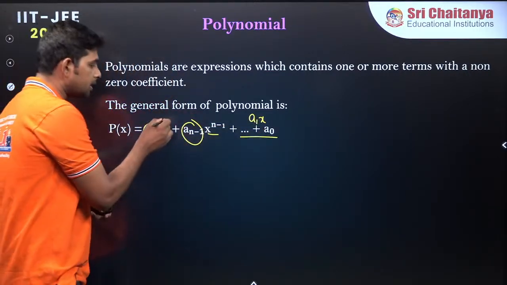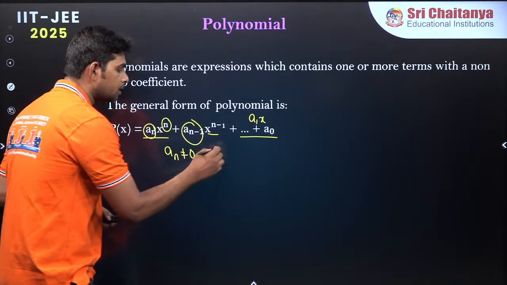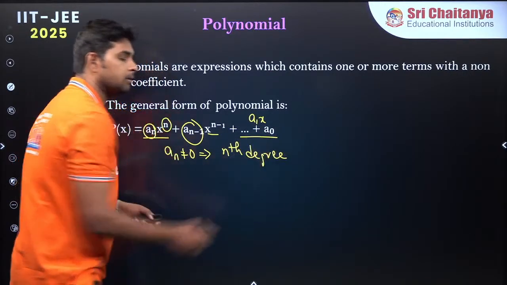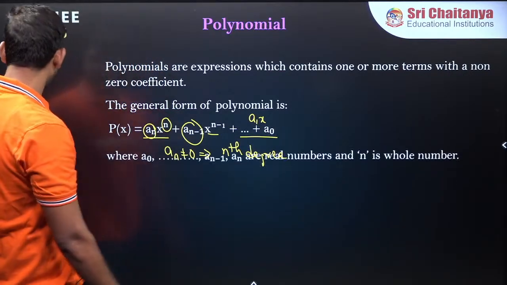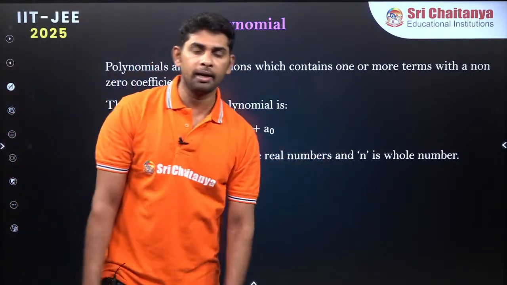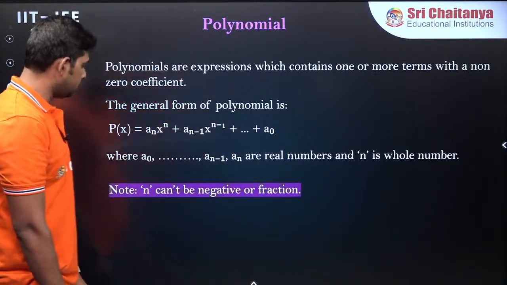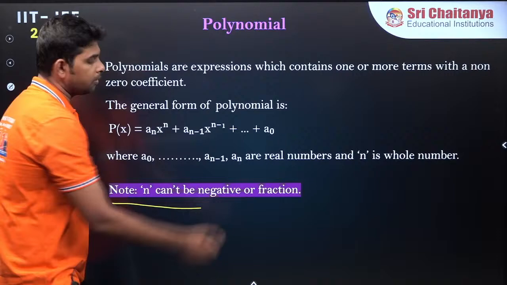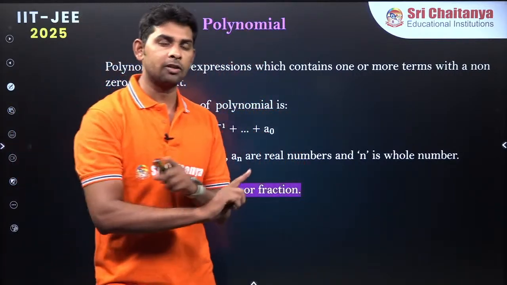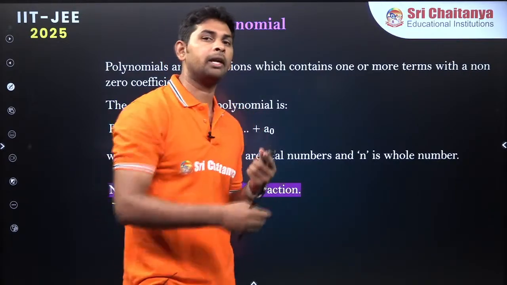Here you can see this n is there. If a_n is not equal to 0, then in this case you can say this is an nth degree polynomial. And you can see that all these coefficients are real and n is a whole number, then we can say n is the degree of the polynomial, right? And note, n cannot be negative or a fraction to be a polynomial. If it is a fraction or negative, then it is not a polynomial. It comes under rational function or algebraic function that you will get in further classes.